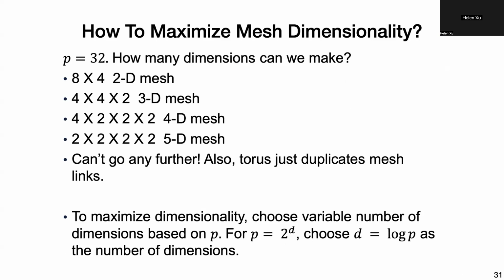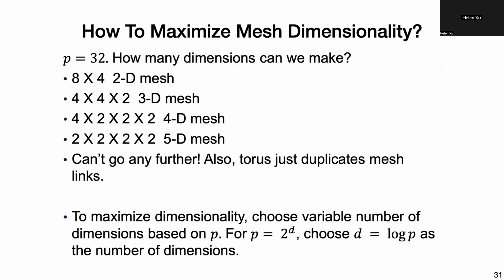Okay, so how would we maximize the mesh dimensionality? Well, we can take an example. Suppose we had 32 processors. How many dimensions can we make? Well, in 2D, 32 is not a perfect square, so we can put 8 and 4. Then in 3D, we can put 4, 4, and 2, and so on, up to 5D. Then we would put 2 in each dimension, because 32 is 2 to the 5. And we can't go any further, because it doesn't make sense to put one processor in a single dimension, because that would be pretty much the same as the previous dimension.